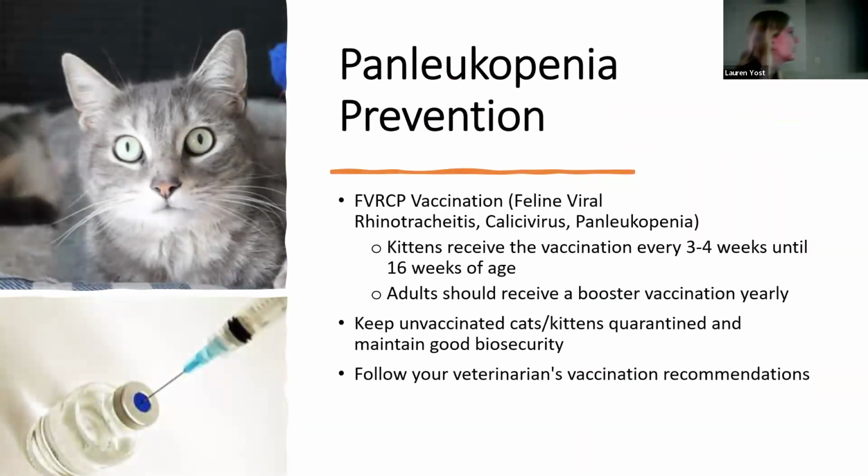So we do have a vaccination for panleukopenia. It is in the FVRCP vaccination, which stands for feline viral rhinotracheitis, calicivirus, and panleukopenia. Kittens should receive this vaccination every 3 to 4 weeks until they are 16 weeks of age. It is important that they receive it until they are 16 weeks of age and just don't get like 3 vaccinations. And then adults should receive a booster yearly.